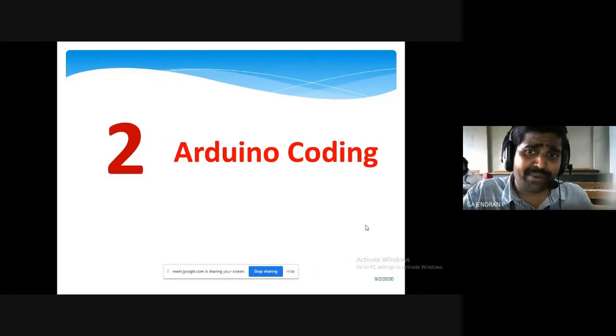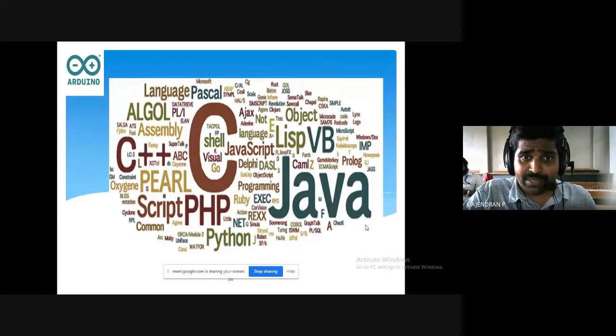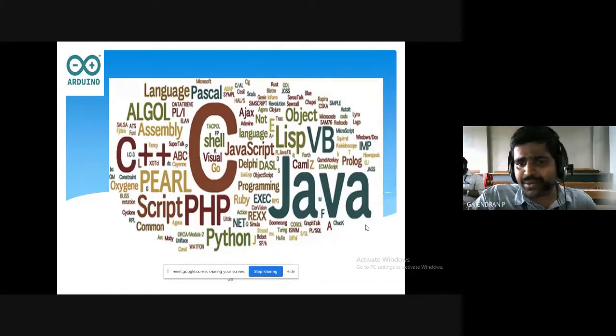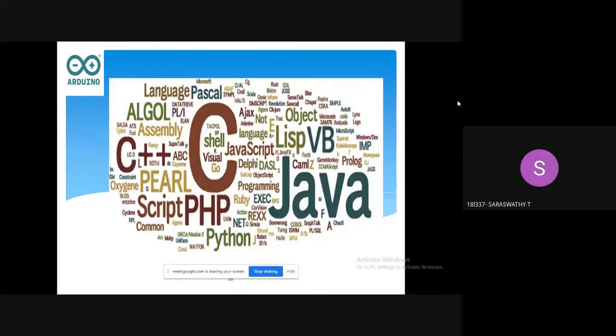Okay, Arduino coding. C, C++, Java, Python, PHP script. These are all called programming languages, isn't it? In microcontroller, what kind of program have you written in the lab? Can anyone unmute and answer? In 89S52, what kind of program have you used? Can anyone unmute yourself and answer? Hello? Embedded C. Right.